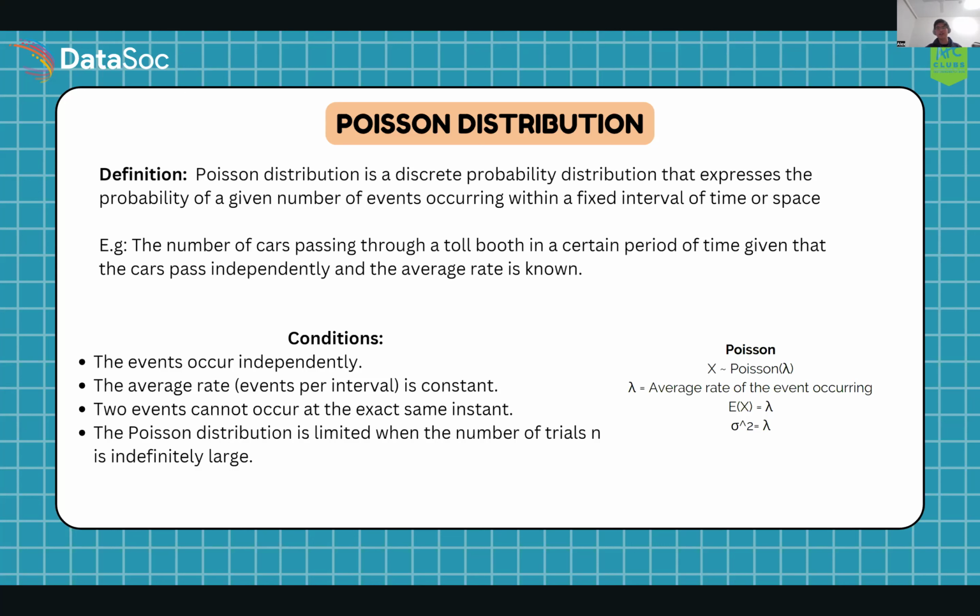Now we go over the variables of Poisson. We can say that a variable is distributed by a Poisson distribution using this notation, where lambda is the average rate of the event occurring, and the expected value of x would be lambda, and the variance would also be lambda.